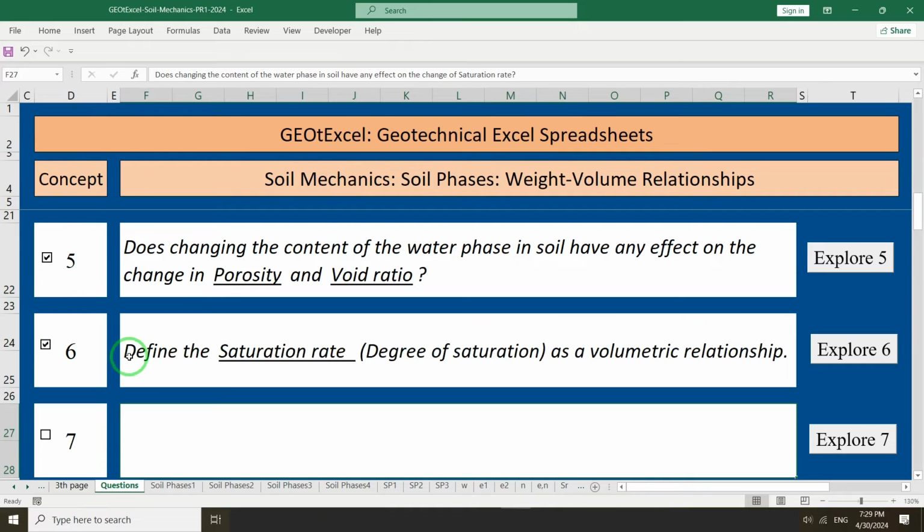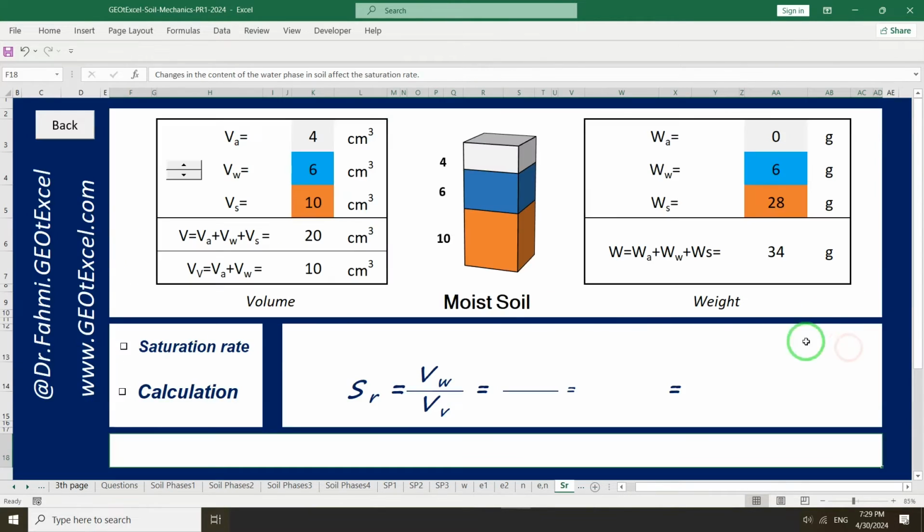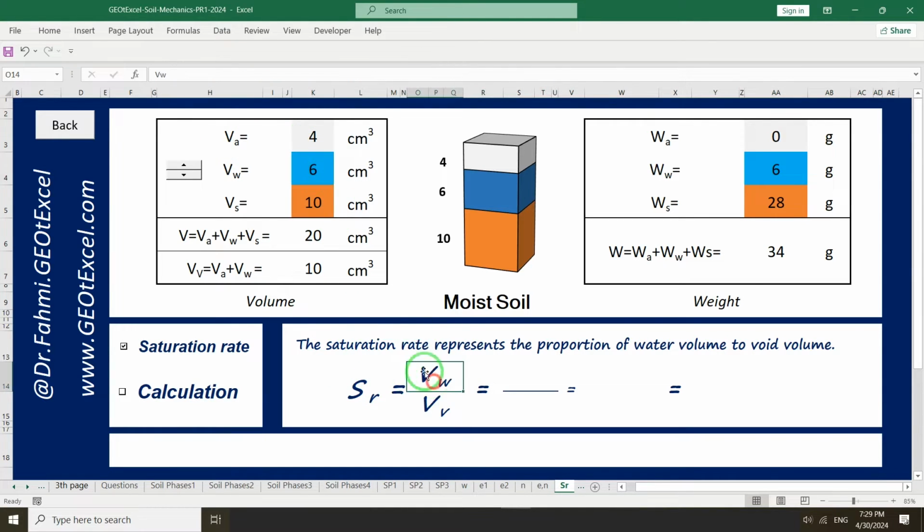Concept 6. Define the saturation rate, degree of saturation as a volumetric relationship. Explore 6. Saturation rate. The saturation rate represents the proportion of water volume to void volume. In this example, calculation.